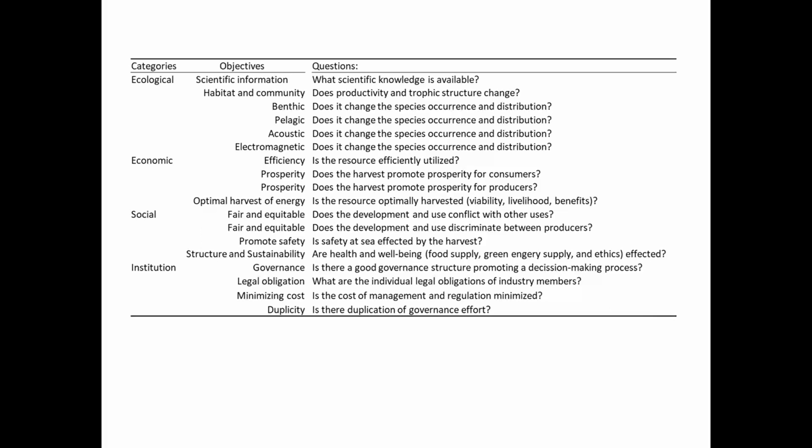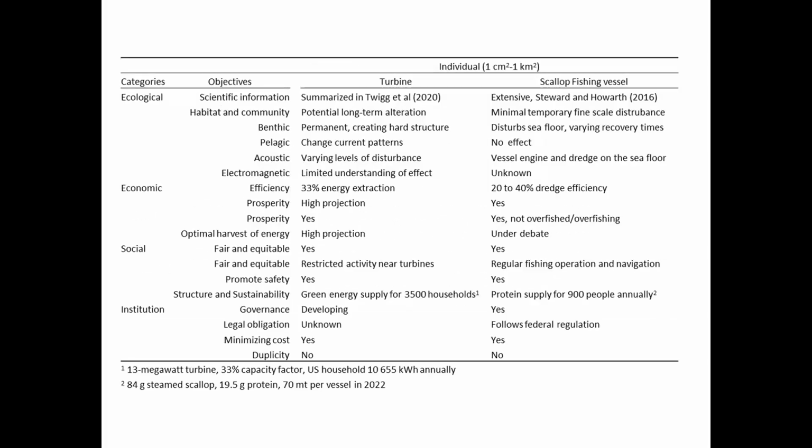So I took the national standards, used the questions that each address, and put it into those four categories of sustainability. So to break it down into a table on the first scale, if you look at each of those, or if you overlay those on the different scales. If we look at the scale of the individual turbine or the fishing industry, you can go through and start to categorize what is known.